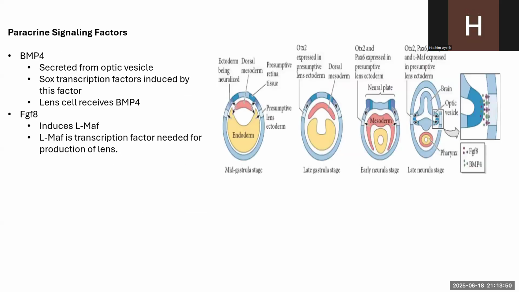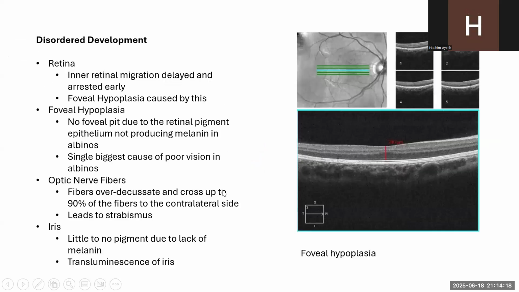Now for some paracrine signaling factors, we'll start with BMP4. It's secreted from the optic vesicle. SOX transcription factors are induced by this factor, and lens cells receive BMP4. FGF8 induces L-MAF. L-MAF is a transcription factor needed for the production of the lens. And there's a diagram on the right detailing that in Xenopus.